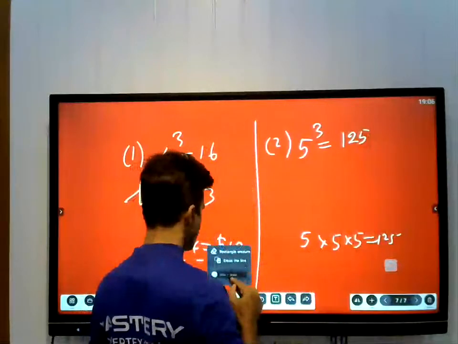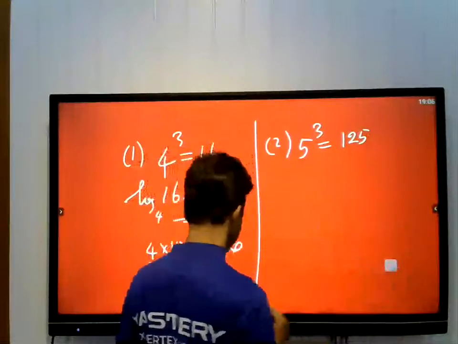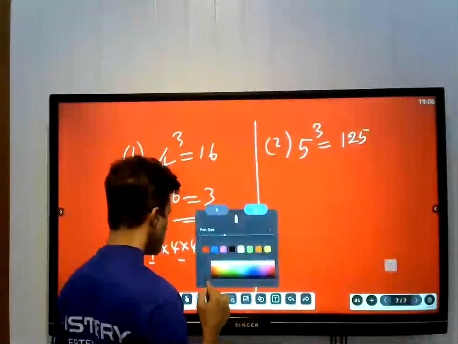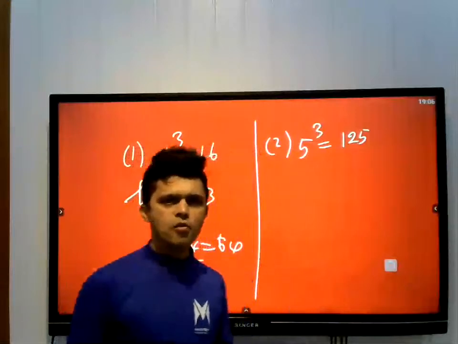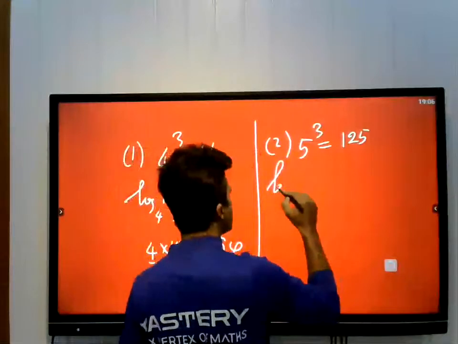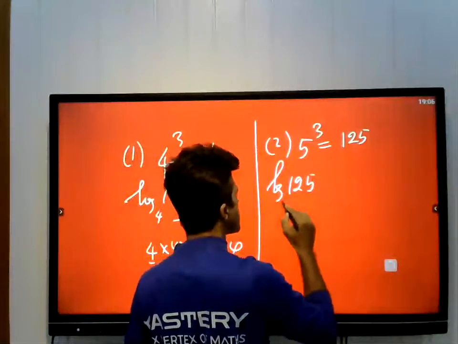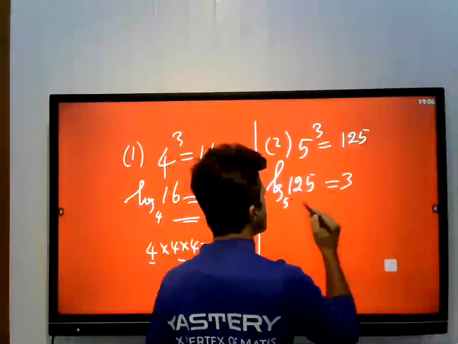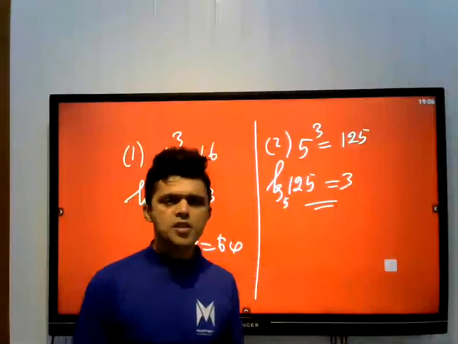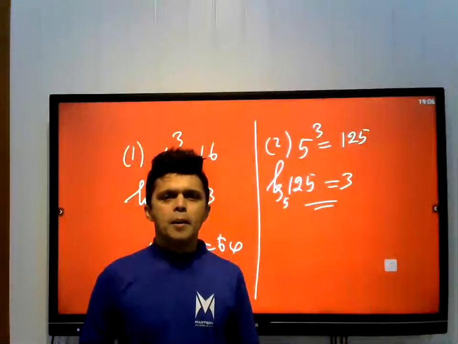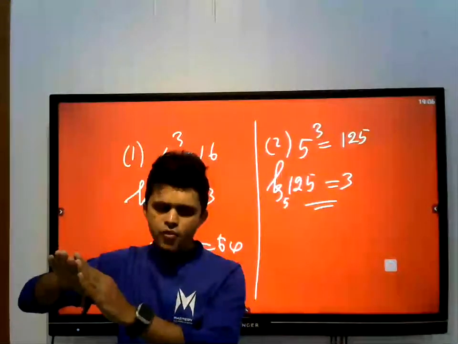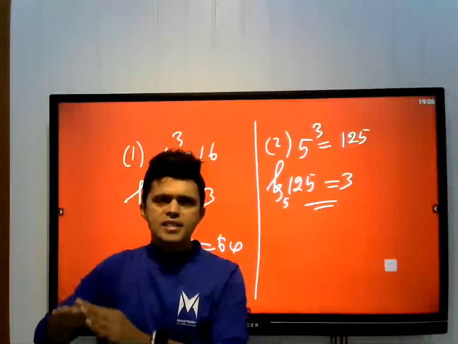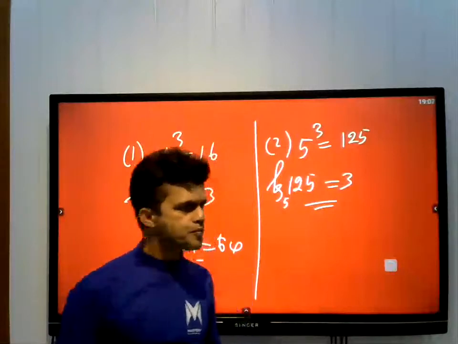Then let's write this index form in logarithmic form. Log 125 to base 5 equals 3. So when you are given an index form, you are able to write it in logarithmic form.